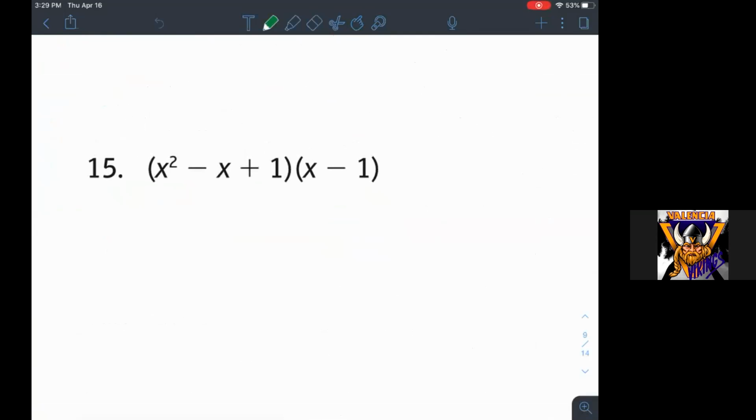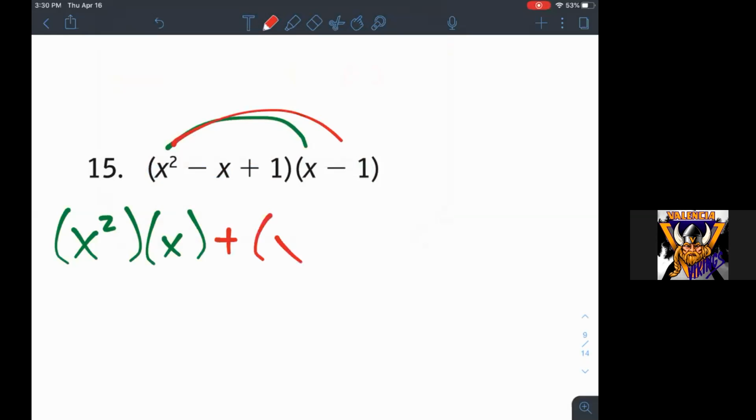We are multiplying the trinomial x squared minus x plus 1 times the binomial x minus 1. And here's how we could do so. Making all the possible distribution, aka multiplication combinations. We do x squared times x plus x squared times negative 1.